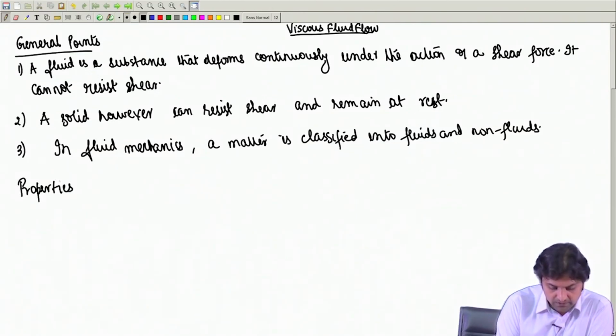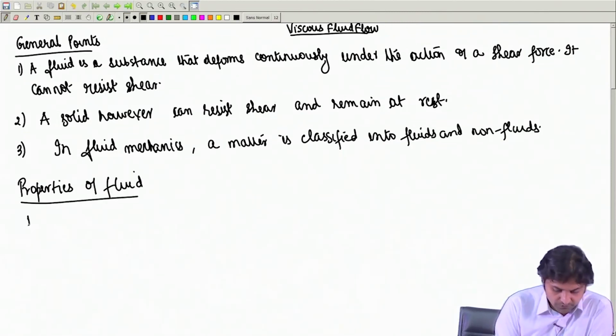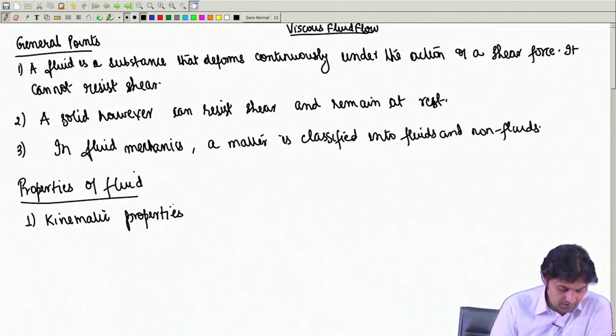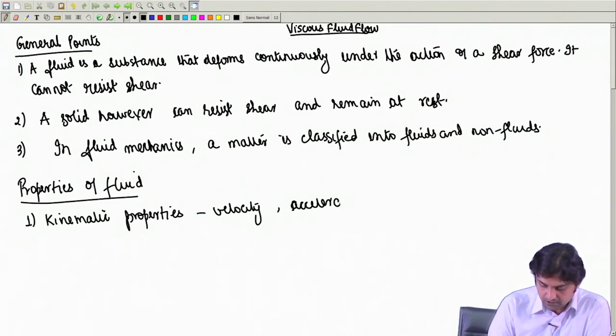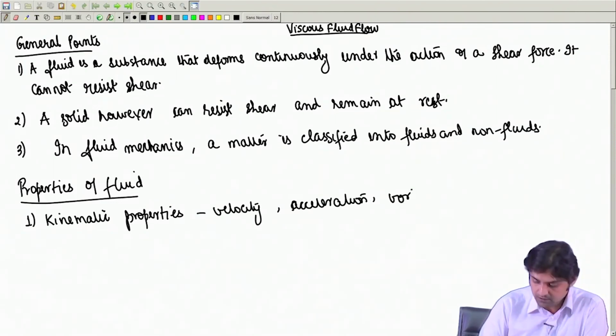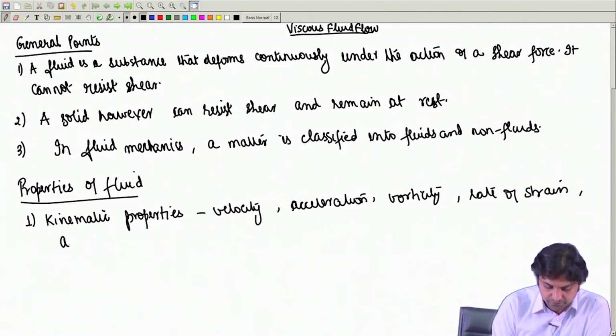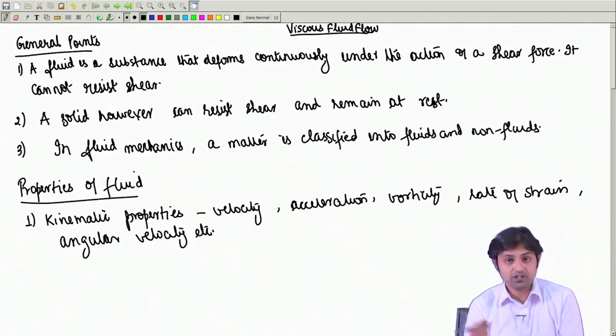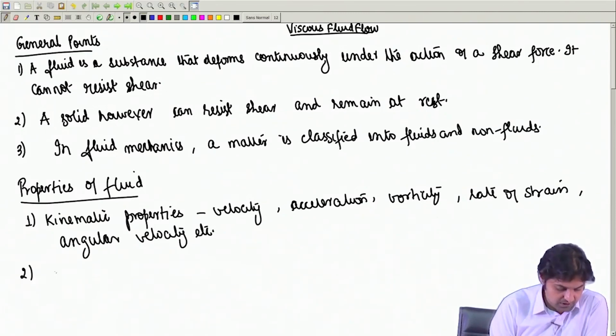So another basic revision is properties of fluid. So first is kinematic property, that is velocity, acceleration, vorticity, rate of strain, angular velocity, etc. So there are many other properties like this kinematic.